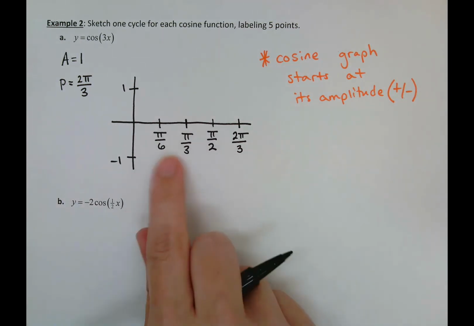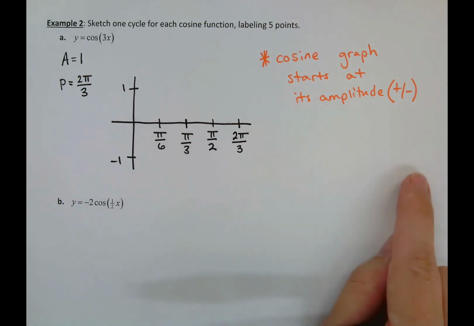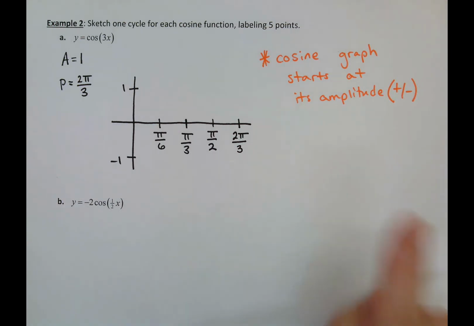So if you need to do your fraction work off to the side, just to make sure that you get those tick marks right, then that's great. That's totally fine. So that's the hardest part. Now we're going to graph our cosine graph.